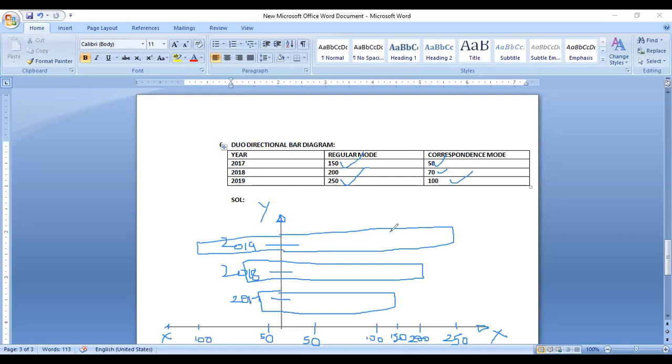So like this we are going to depict. This is a duodirectional bar diagram. In this case, the diagram is on both the sides of the baseline, to left and right, or to above or below sides. So like this it is going to be. As usual, you have to show scales. On the x-axis what you have taken, on y-axis what you have taken, you have to show.